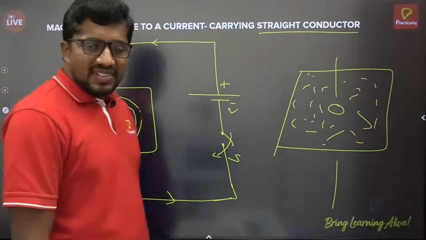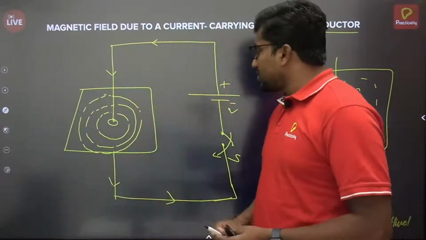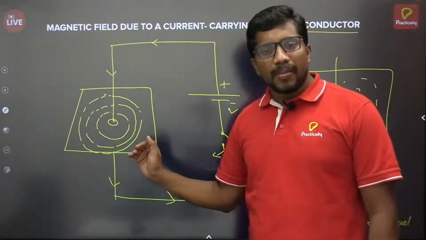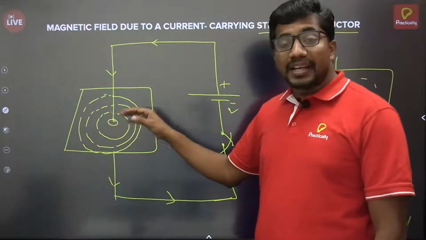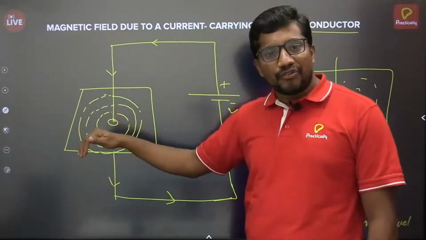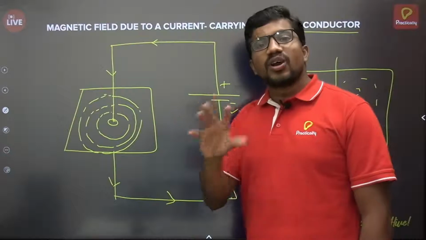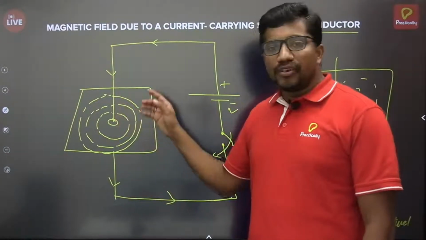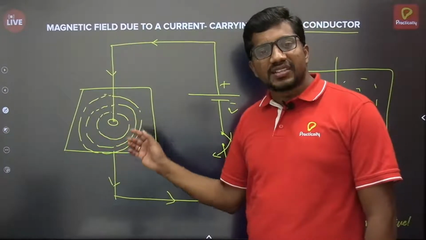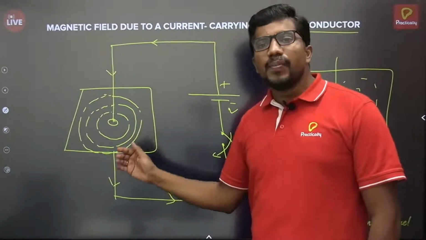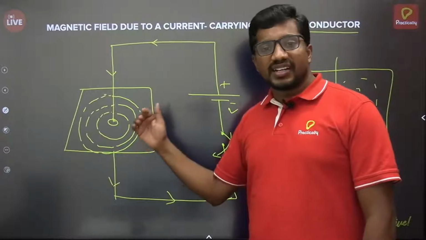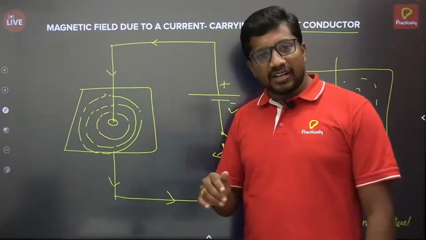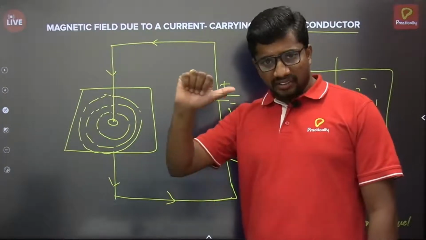So this gives a clear observation. When electric current flows through a straight current carrying conductor, the magnetic field that is developed on its surface will be in the form of concentric circles. Very important point: the magnetic field developed by a straight current carrying conductor will be in the form of concentric circles. The direction of the magnetic field can be explained with the help of the right hand thumb rule.